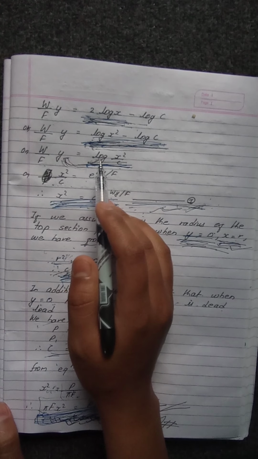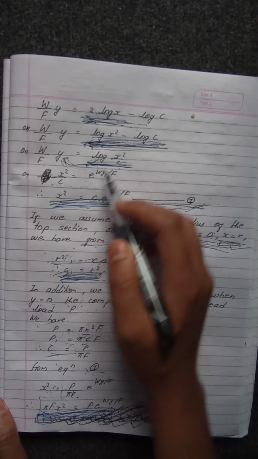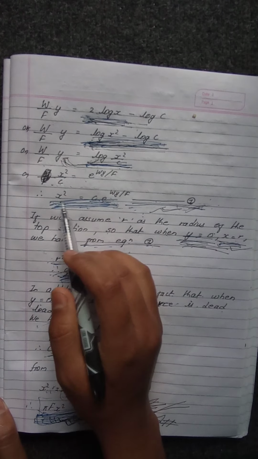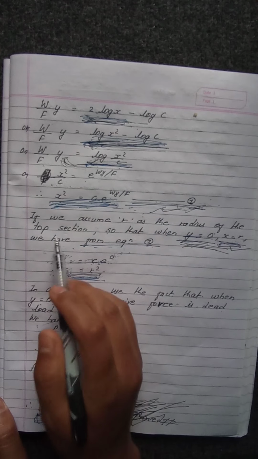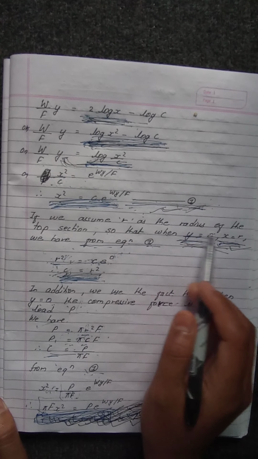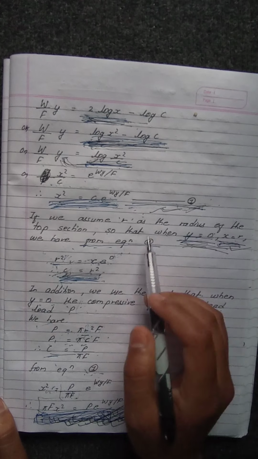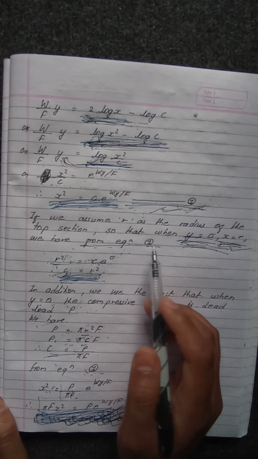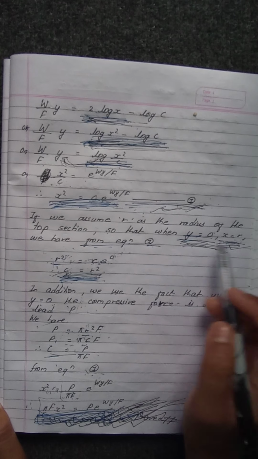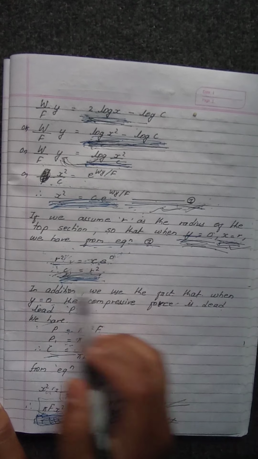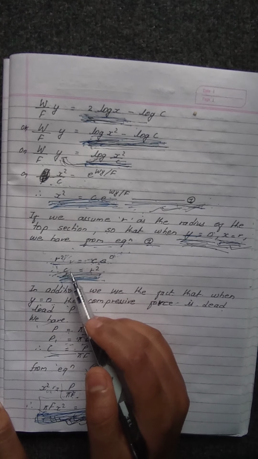Taking the antilog on this side, we get x square by c equals e to the power wy by f. Then we get x square equals c e to the power wy by f. If we assume r as the radius of the top section, so that when y equals 0, x equals r, we have equation 1. From equation 1, when we substitute x as r and y equals 0, we get r square equals c e to the power 0.